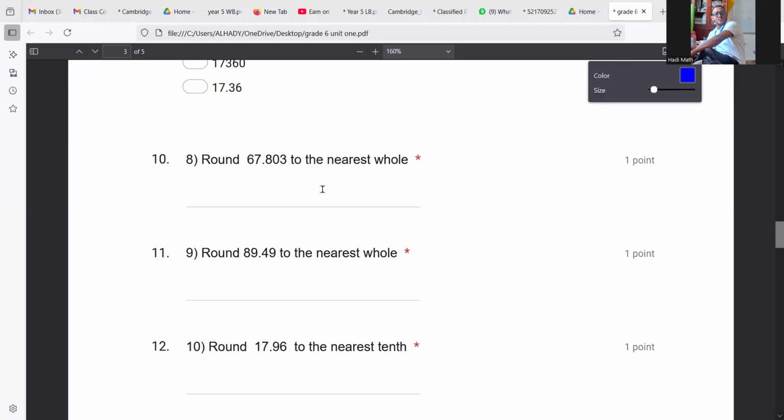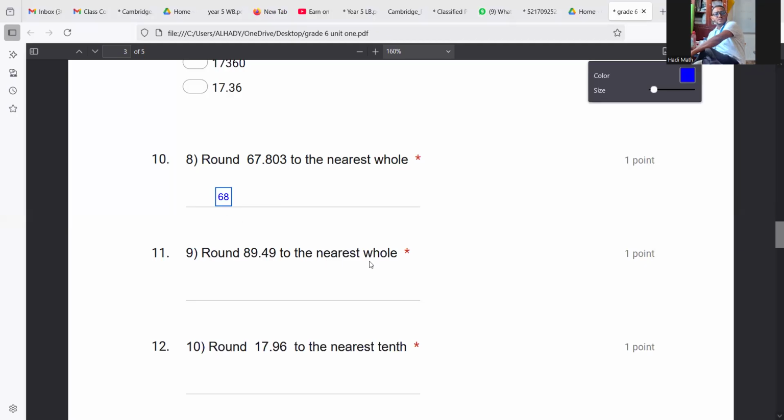Go, question number 10. They say round this number to the nearest whole. The whole number is the number before the decimal point, or on the left of the decimal point, which is 67. You look at the first digit, which is the tenth after the decimal point. It is 8. We said when we have 5 and more, we add 1. When we have less than 5, we drop it. So it's going to be 68.